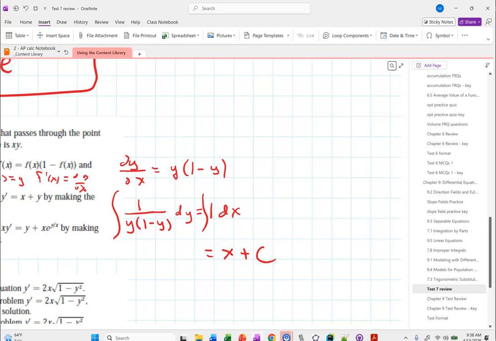Well, that's not going to end up working out for me, I don't think. Because if I do that and let u equal y minus y squared, when I take the derivative, I still have a y stuck in it. What I think I probably need to do here is completing the square to get a tangent inverse out of this.